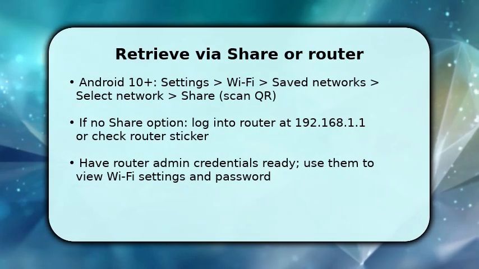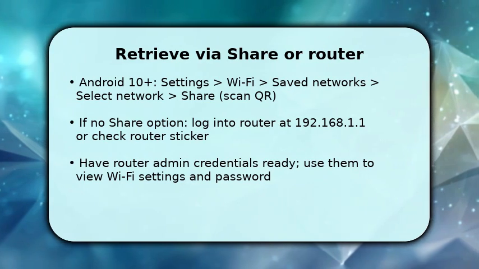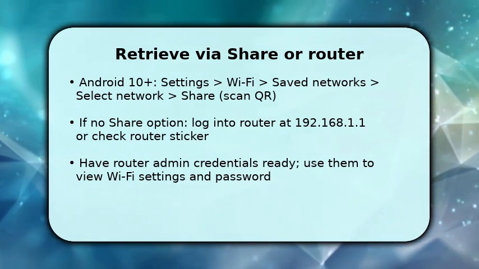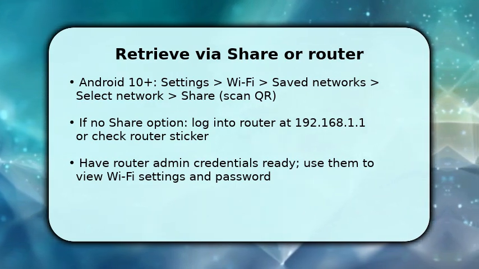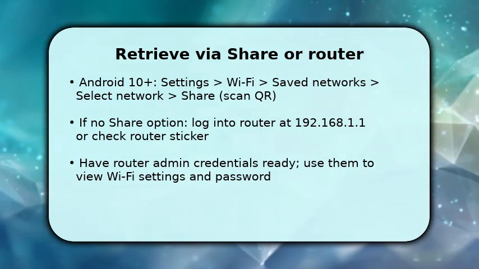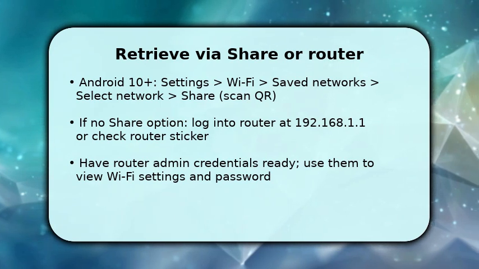You now perform the main retrieval. If your phone runs Android 10 or later, open Saved Networks, pick the network, tap Share, authenticate with your PIN or biometrics, then read the password under the QR code or scan it with another device.